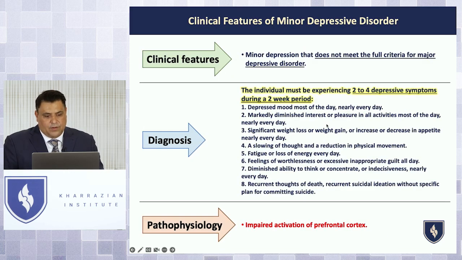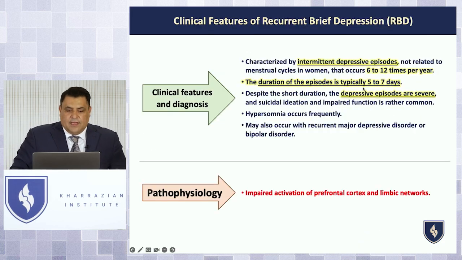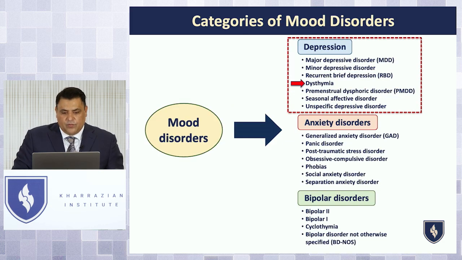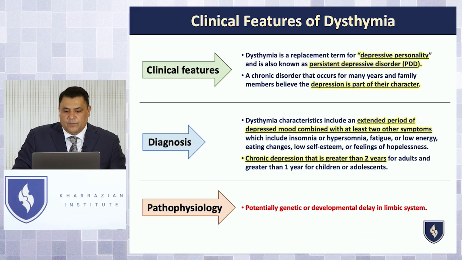For minor depressive disorder, the individual must be experiencing 2 to 4 depressive symptoms during a 2-week period. It doesn't meet the full criteria for major depressive disorder, it's only 2 to 4 of these depressive symptoms. And then recurrent brief depression, they have 6 to 12 times a year. The duration of an episode is typically 5 to 7 days. So I just wanted to give you some notes to clarify these terms if you haven't heard them regularly, because you're not dealing with the literature on mood disorders all the time.